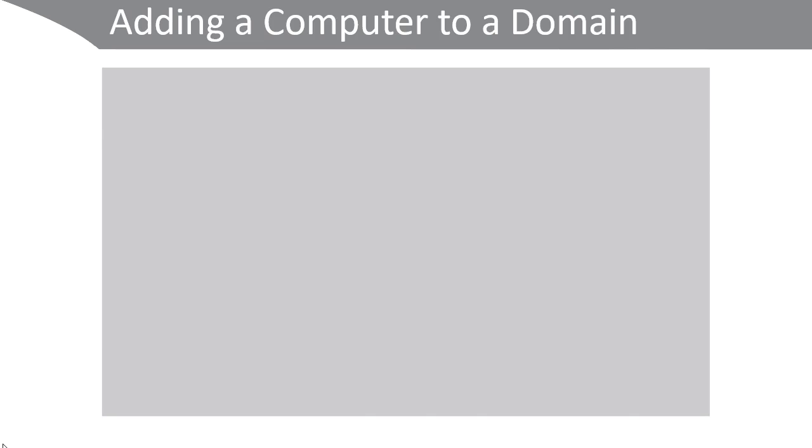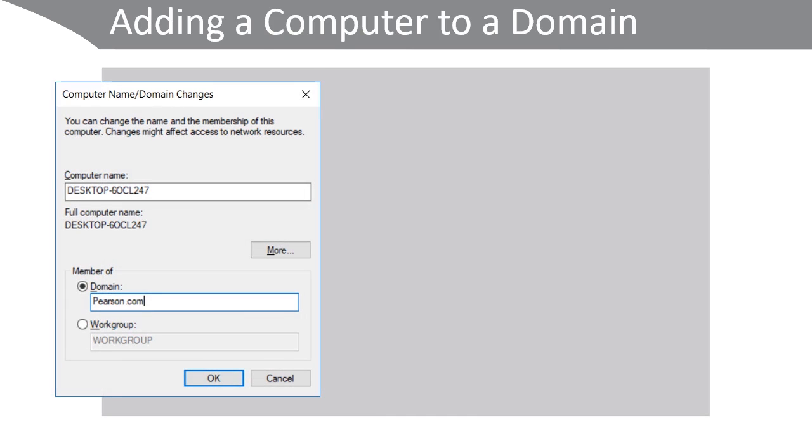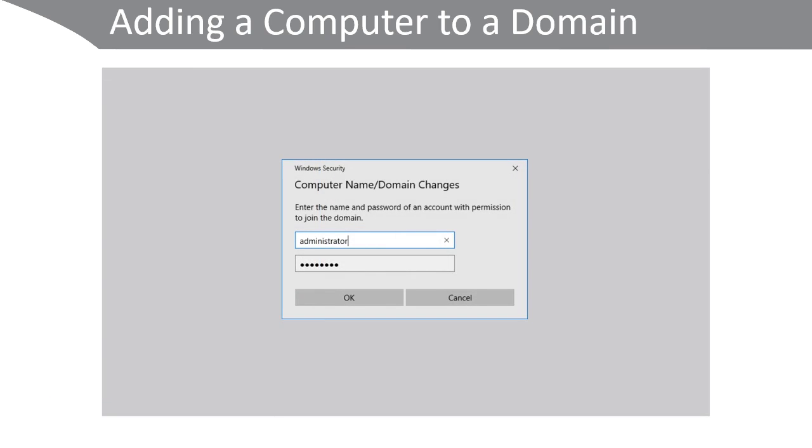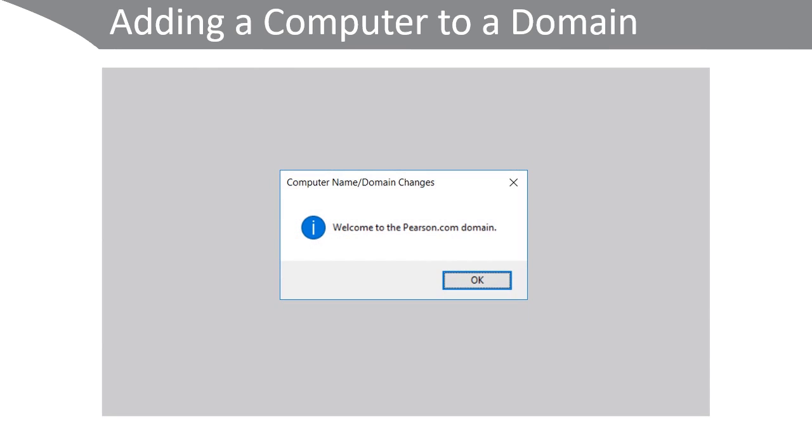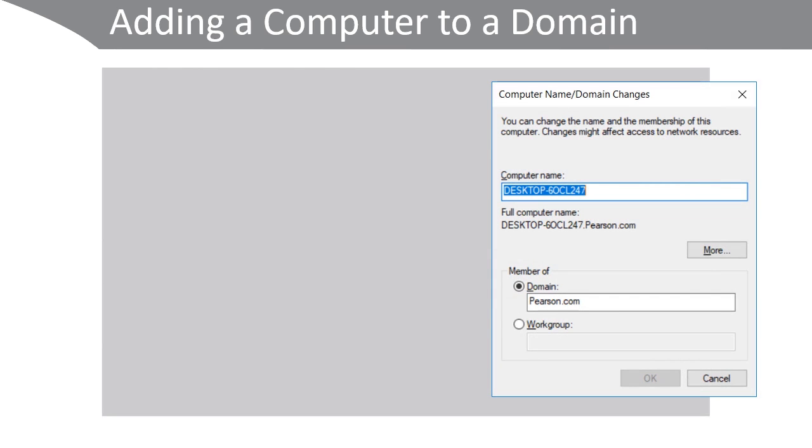To add a computer to a domain, once again open up the System Properties dialog and then access the Change Settings link. Then within the Computer Name/Domain Changes dialog box, under the Member Of heading, click Domain and type the domain name. You'll be prompted for a username and password which has the appropriate permissions to join the computer to the domain. Typically that might be a domain administrator. If that's successful, you'll receive the Welcome to the Domain notification. You can now see that the fully qualified domain name of the computer has a pearson.com suffix. This computer now belongs to the domain.